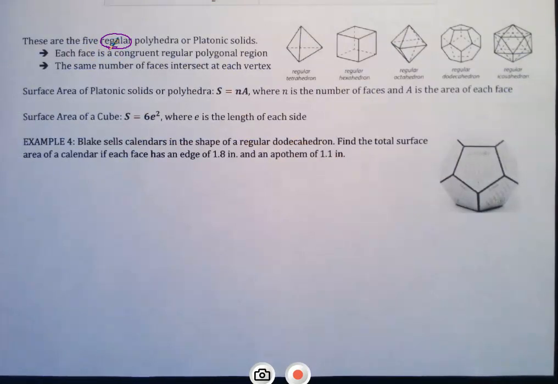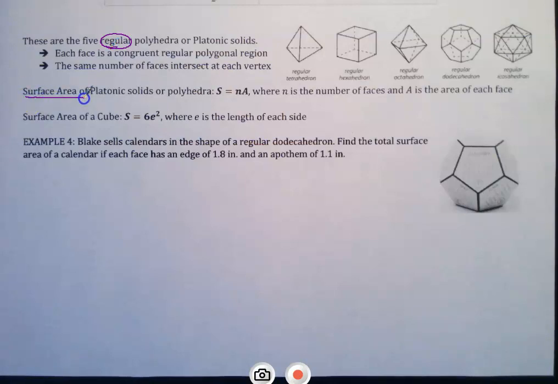No longer do we just talk about a square or a cube. It's not the only Platonic solid. If you have a 3-sided dice, some of you have seen those, or a 12-sided dice, those are regular polyhedra or Platonic solids. Each face is congruent, so each face is equal, and the same number of faces intersect at each vertex.